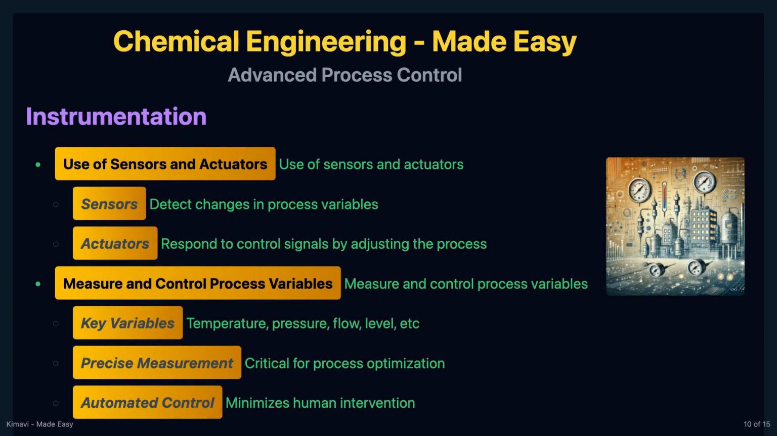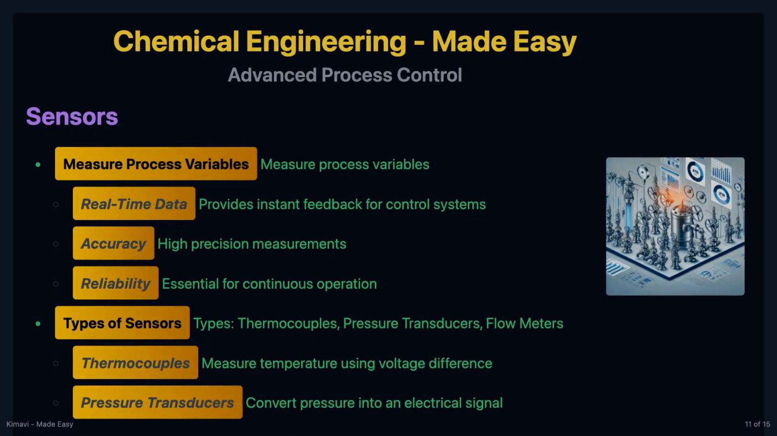Instrumentation involves the use of sensors and actuators to measure and control process variables. Accurate and reliable instrumentation is essential for effective process control. Sensors are devices that measure process variables such as temperature, pressure, flow rate, and concentration.